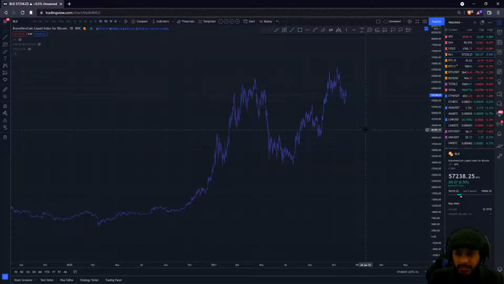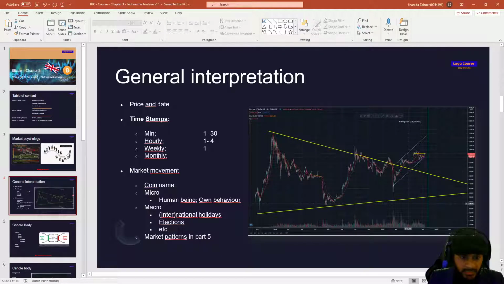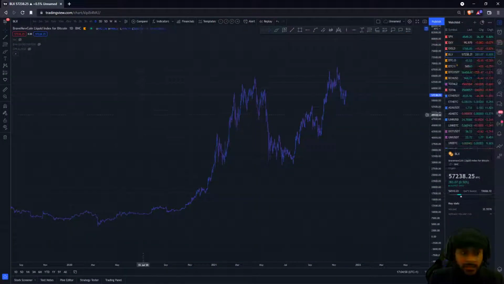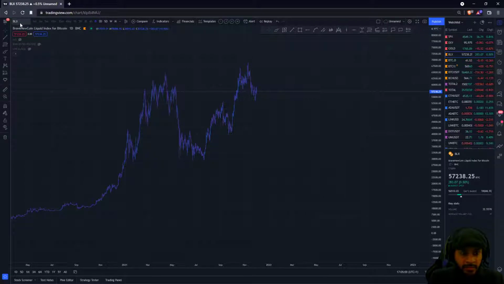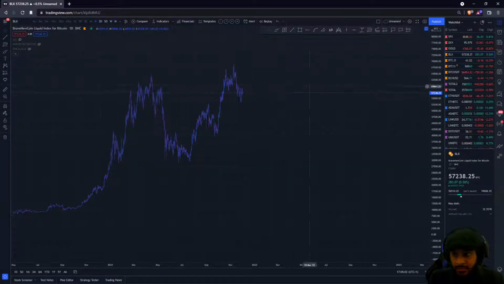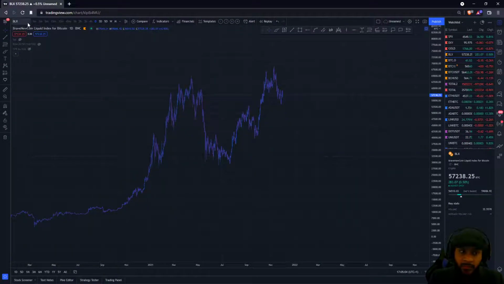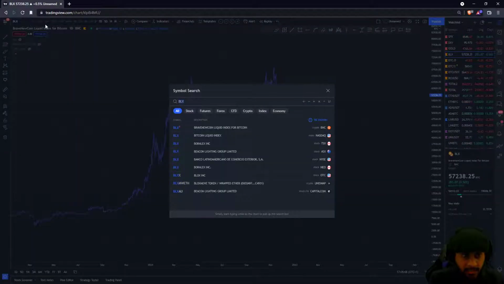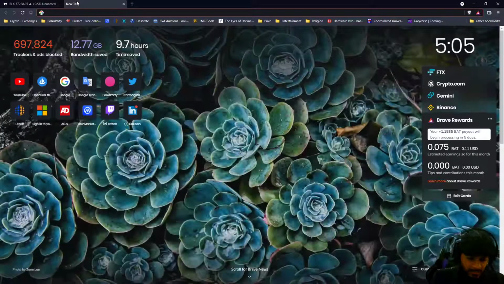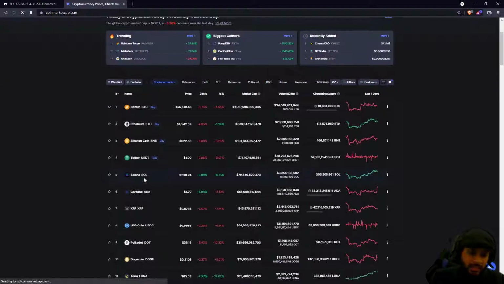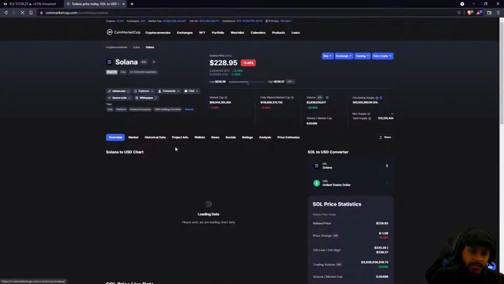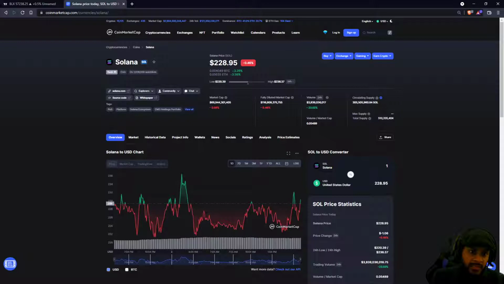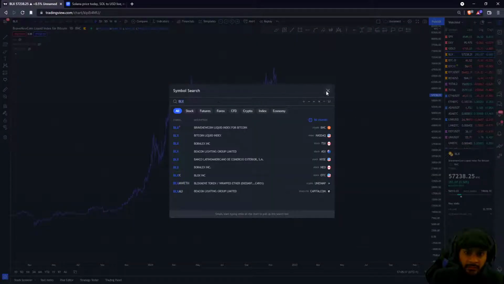So, anyways, yeah, you can draw some lines. Okay, let's see what the PowerPoint says. We have discussed the timestamps. All right. So on the left top corner, we can see the coin that we're watching right now. Let's say if you want to watch Ethereum, we just click on Ethereum. You go to CoinMarketCap. Look, I'm gonna teach you something. Let's say you want to watch Solana. The first three letters of Solana is SOL. Then you click here, over here.